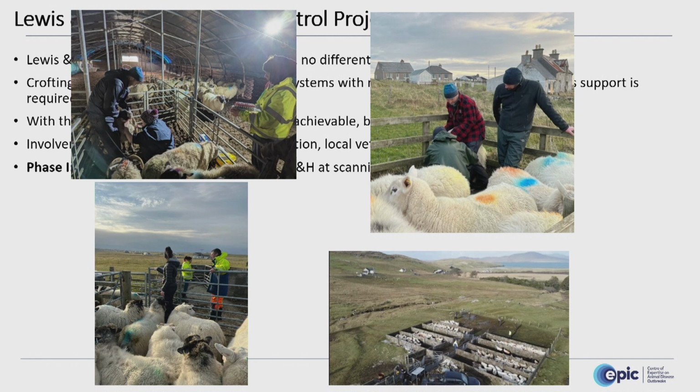And you can see the fank systems that they have. Most of the townships will have these fank systems, and they can gather the sheep in those and then work collectively. This is a great thing about Lewis and Harris. They are used to working collectively. So it's quite an easy kind of task for us to get them to do that.